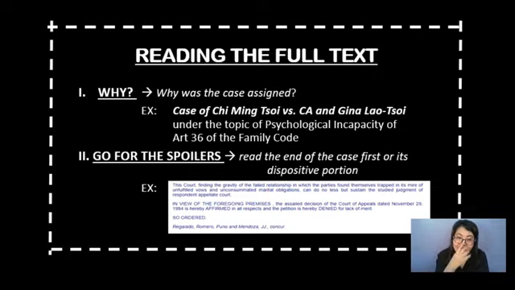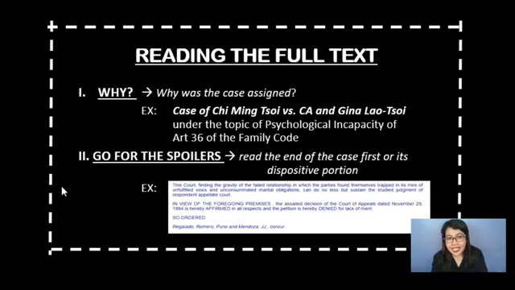Then next is, you go for the spoilers, which means that you read the end of the case first or its dispositive portion. So why do you do this? Why should you know if the case was dismissed, was the petition granted, was the accused acquitted, or was there a conviction before you start reading the case from the very top? So the purpose of this is for you to know what important pieces of legal doctrines laid down by the Supreme Court you are going to find in that full text of the case.